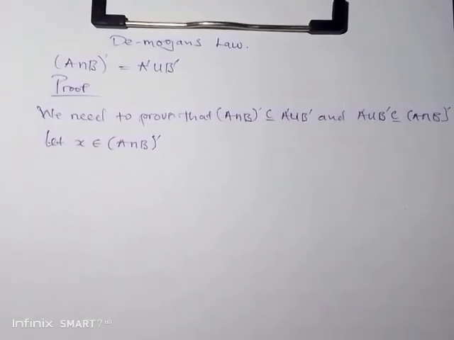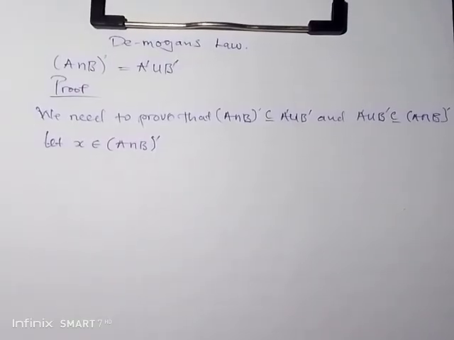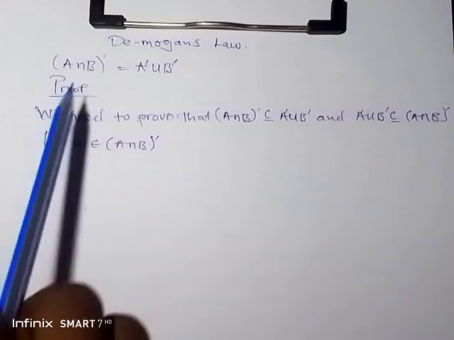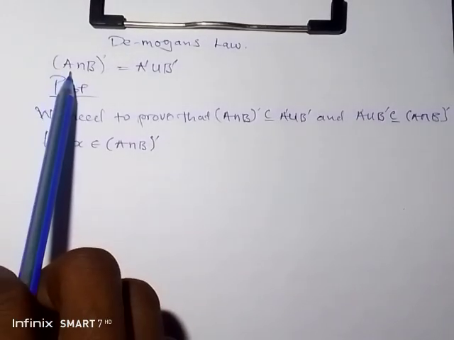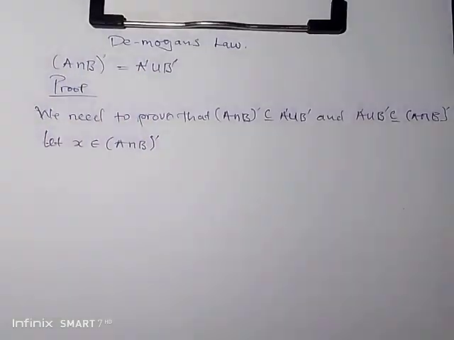Today we are looking at De Morgan's law. As you have seen, just as it is written here, we need to prove De Morgan's law. So here we are given this law, and we need to prove that this is equal to this, and also that this one is equal to this one.